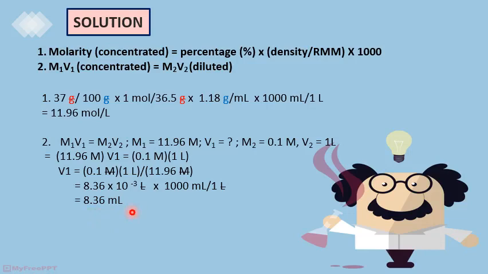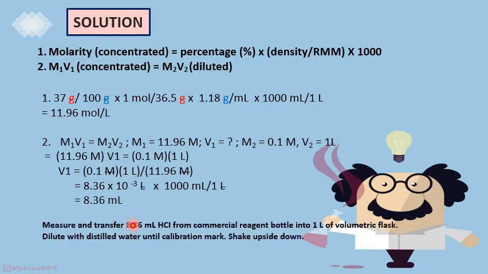So in order to answer the preparation, you must use the sentences. So measure and transfer 8.36 ml HCl from commercial reagent bottle into 1 liter volumetric flask. Dilute with distilled water until calibration mark and then shake upside down. Okay, when you answer question on preparation, make sure your final answer ends with shake upside down.